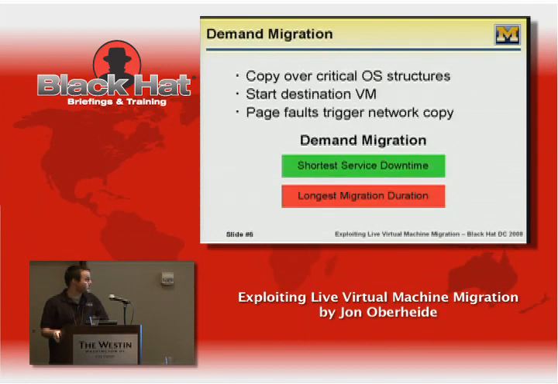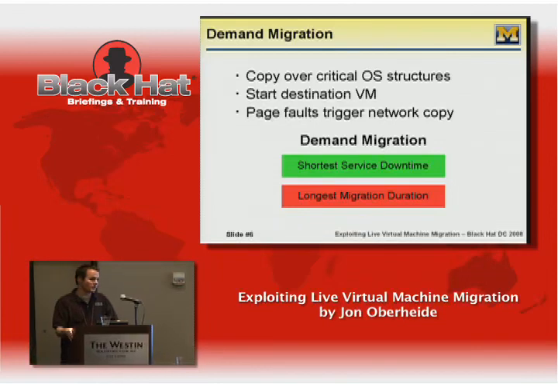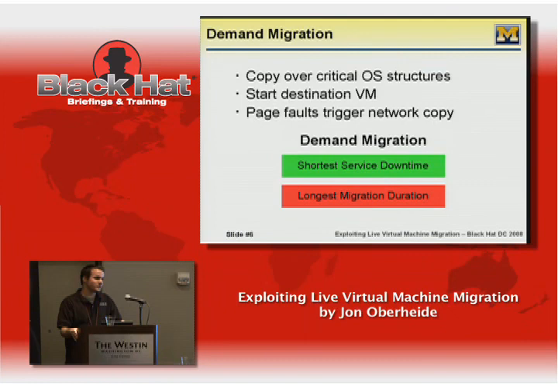In the other extreme, we have demand migration, which simply copies over a very small amount of memory, only the critical OS structures that are required to start the destination VM. And then the remaining pages are simply transferred over when a page fault occurs. So the operating system faults when it is requesting a memory page. The page is copied from the source VMM and is delivered over the network to the destination. This results in the shortest amount of service downtime, but it also has unbounded migration duration since you're only copying the pages that are requested.